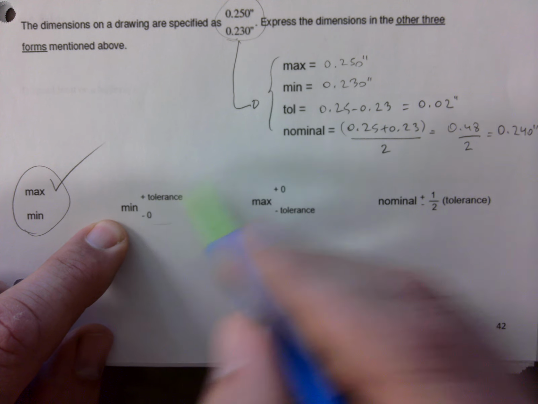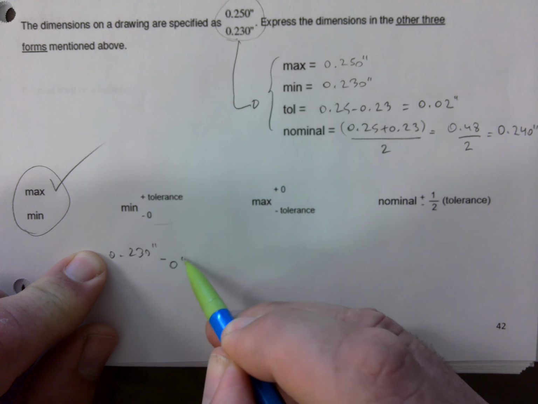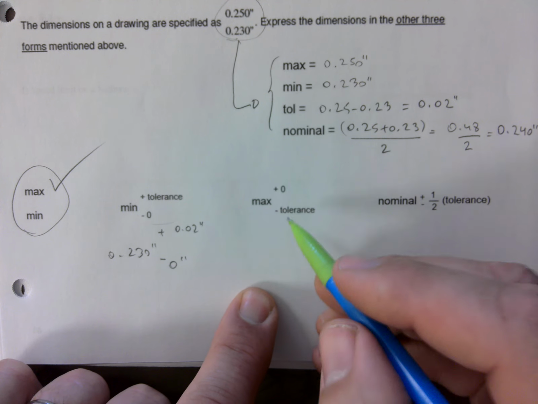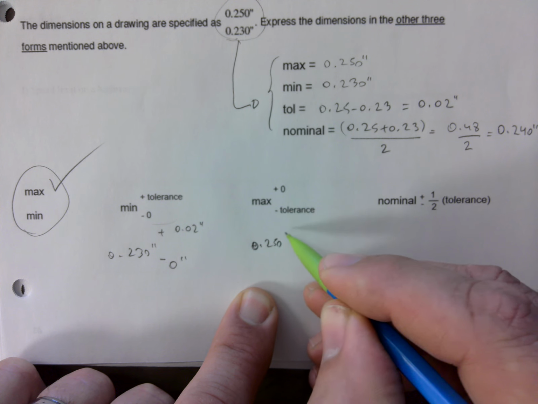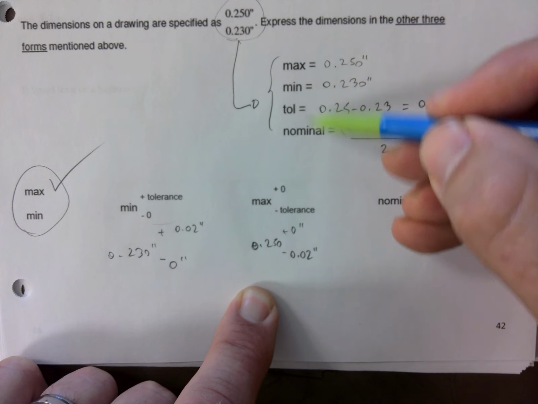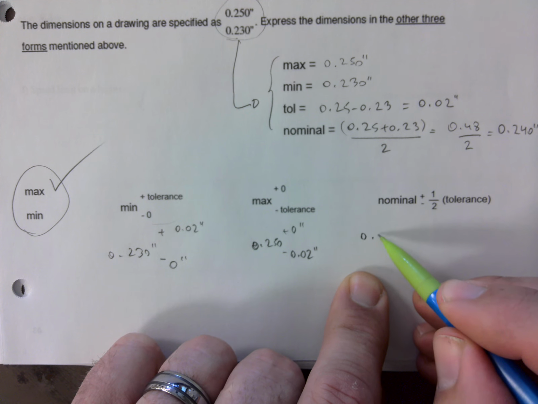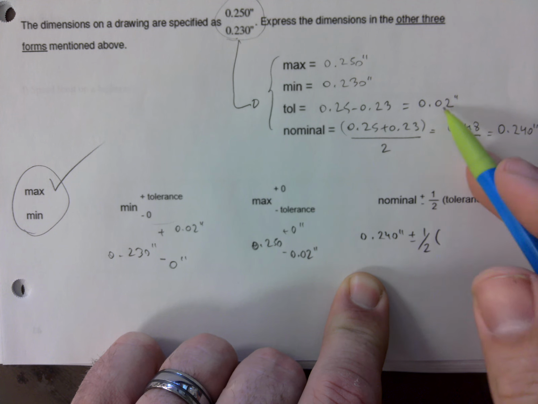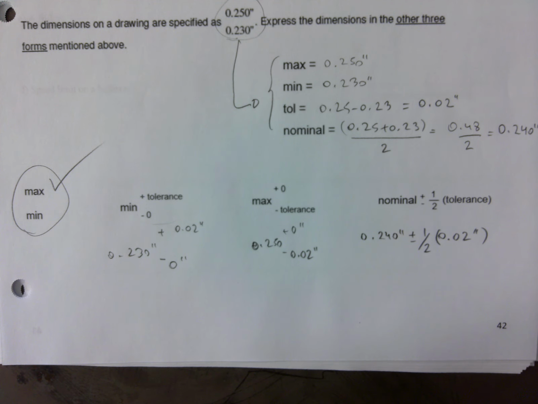So now we just rewrite it this way. It calls for minimum, right? Minus 0 inches plus whatever the tolerance is. So we've written it in this format. And then you do the same thing here, max. Just don't be thrown off by how they ask questions, okay? Once you fill in these 4, it will probably make sense. Nominal is 0.240 inches plus or minus 1/2 tolerance. Okay, make sure you add units everywhere, and there we go.